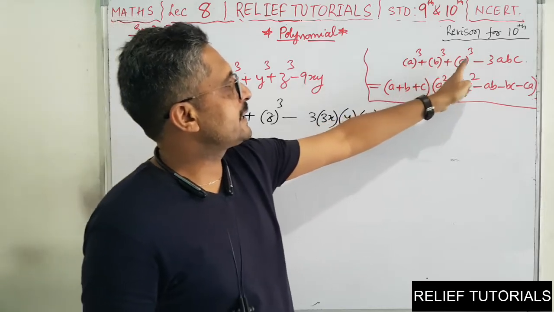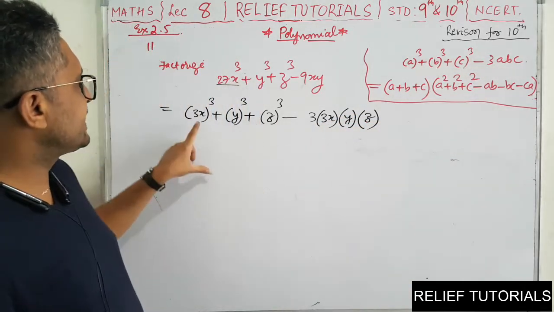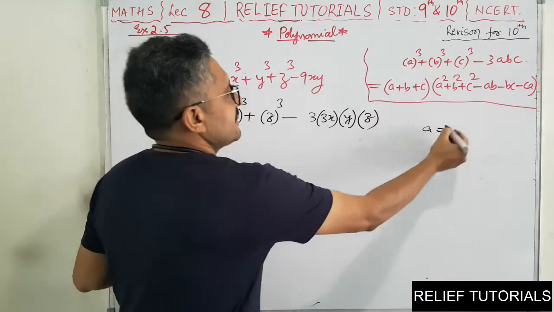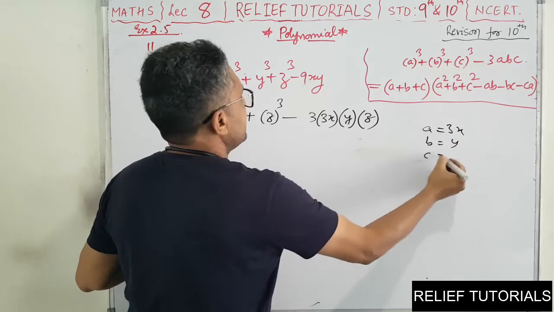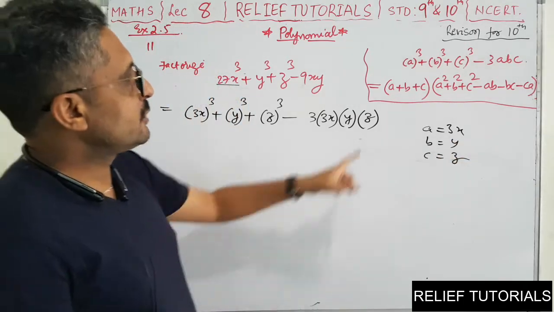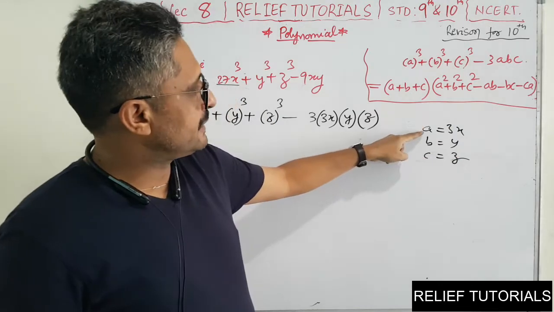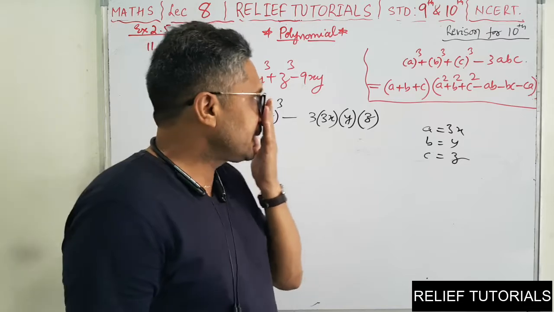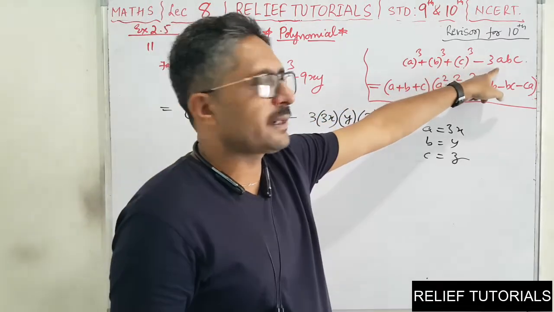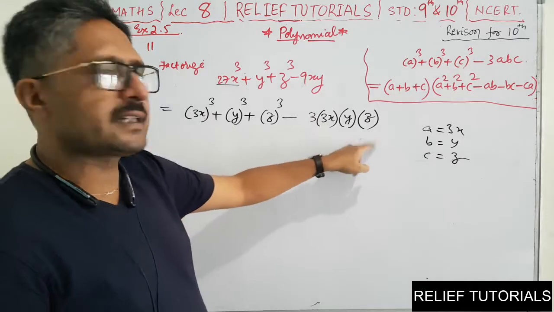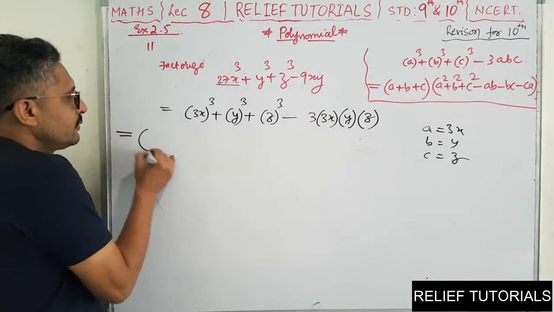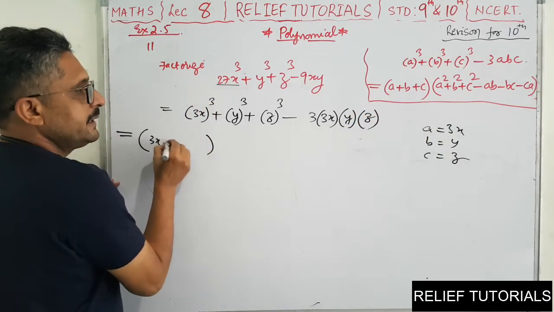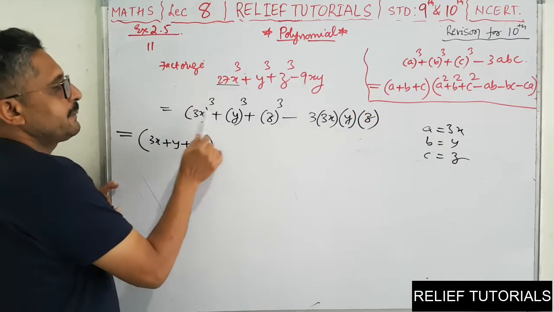Now see, a cube plus b cube plus c cube minus 3abc. If you look here, you can say a is 3x. You have to just substitute here: a is equal to 3x, b is equal to y, and c is equal to z. So in place of a you will substitute 3x, in place of b you will substitute y, and in place of c you will substitute z. So a cube plus b cube plus c cube minus 3abc is equal to first a plus b plus c, that is 3x plus y plus z.